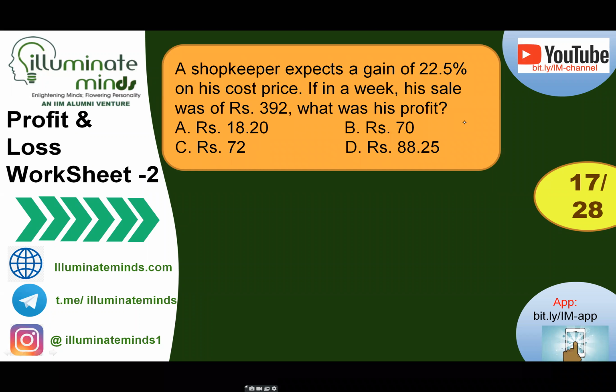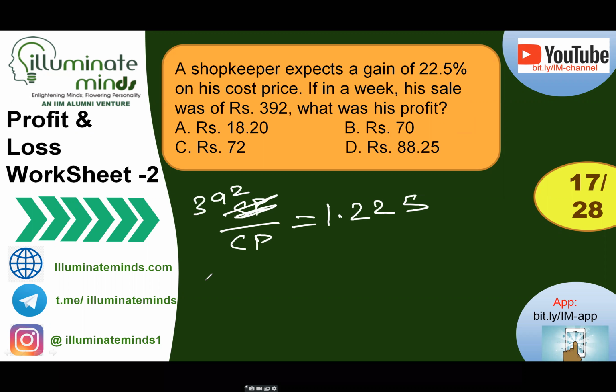So let's move to question number 17. A shopkeeper expects a gain of 22.5% of the cost price. If in a week his sale was 392, what was his profit? So there's no problem. SP by CP equals 1.225. Replace SP with 392. So if his sale was 392, now I will have to calculate the cost price. That's the only issue in this question.